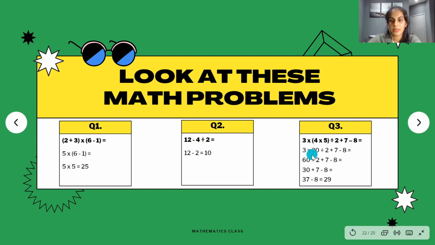So 3 multiplied by 20 is equivalent to 60. And then divided by 2 plus 7 minus 8. So 60 divided by 2 equals 30 plus 7 minus 8. So let's simplify this. 30 plus 7 equals 37 minus 8. Your final answer will be 29.